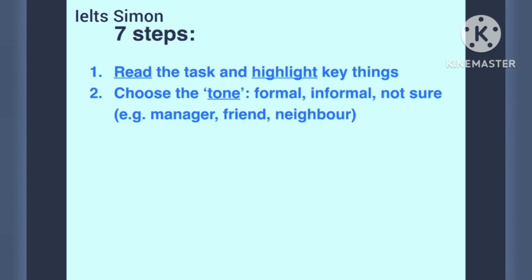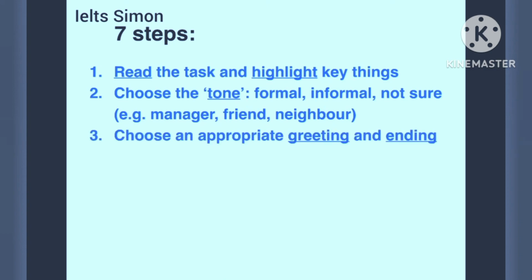I'm going to suggest that when you're not sure like that, it's because you could either use formal or informal. If you know your neighbour very well, you could write an informal letter. If it's a neighbour that you don't know very well, it could be a formal letter. So if you're not sure, it's probably because it doesn't really matter. You can choose. Step 3, choose an appropriate greeting and ending, depending on whether the letter is formal or informal.